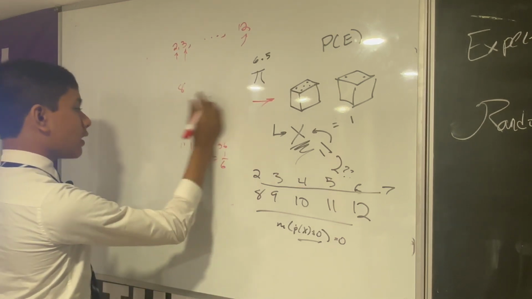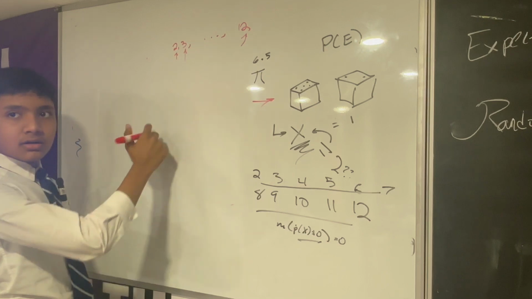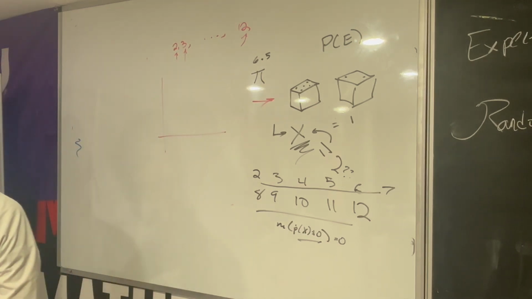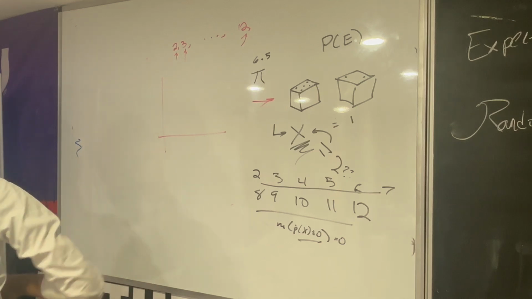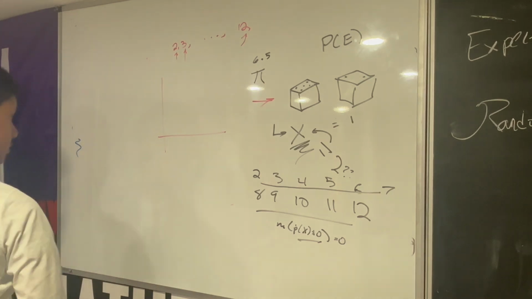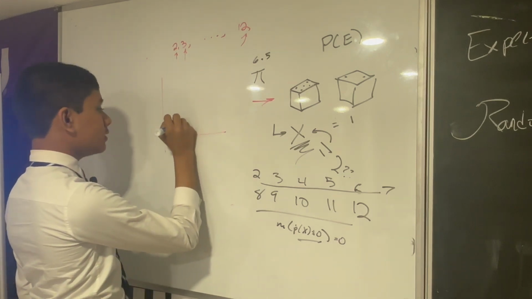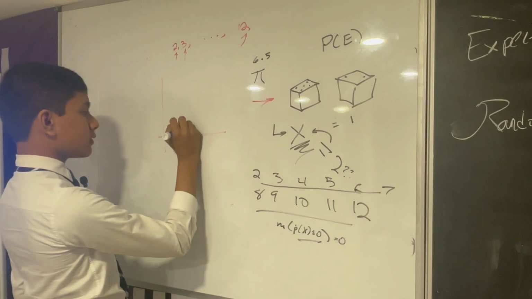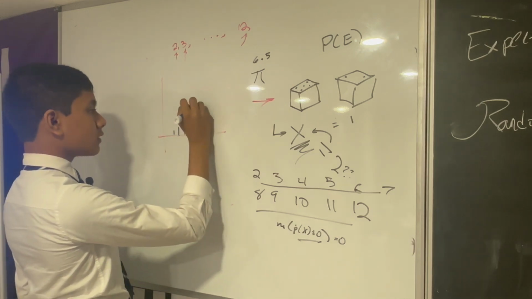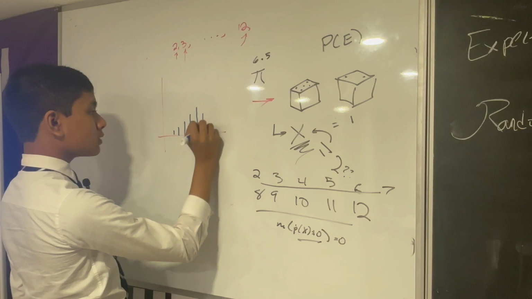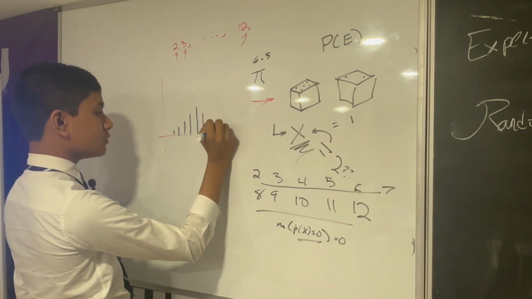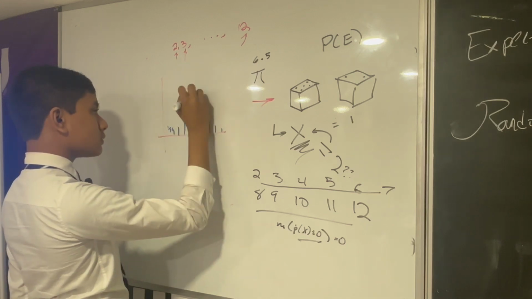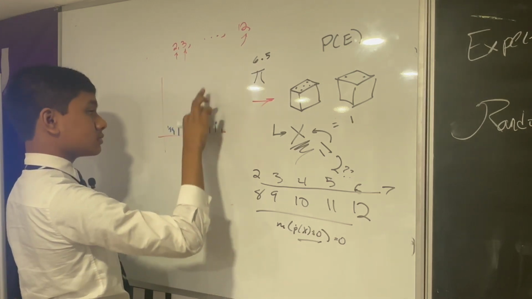So, what does the probability mass function look like? Well, something like 1, 2, 3, 4, 5, 4, 3, 2, 1. Oh wait, no.